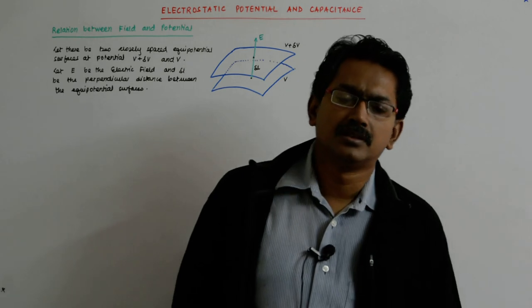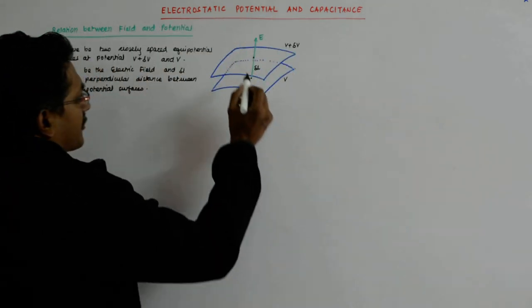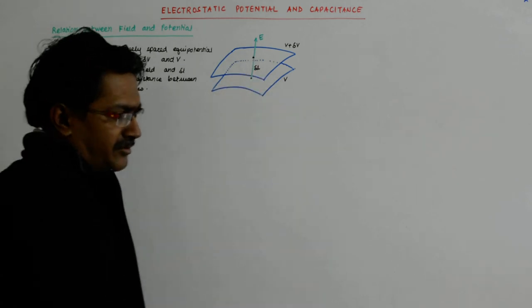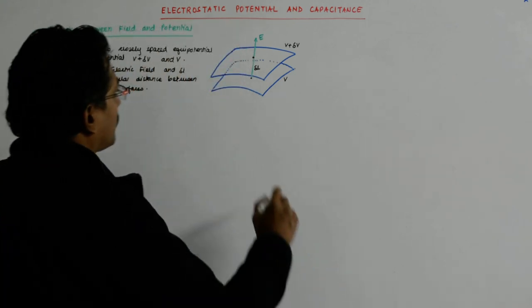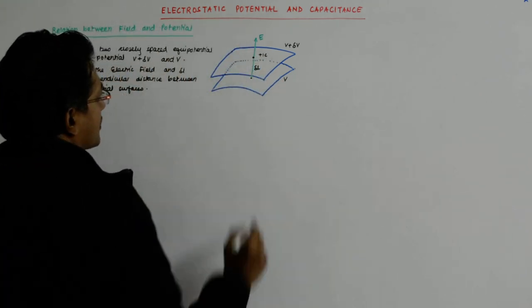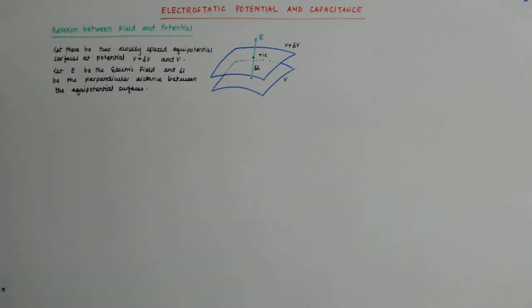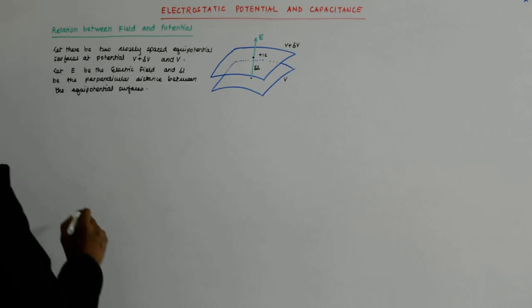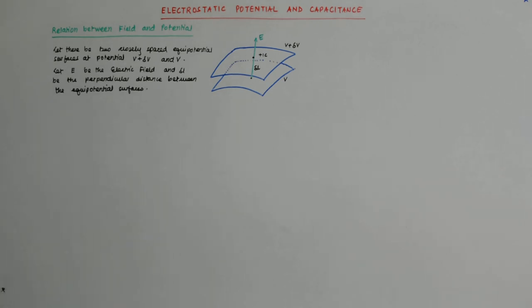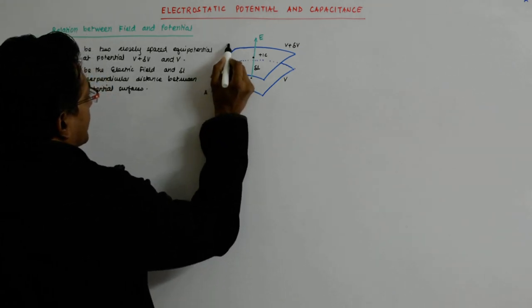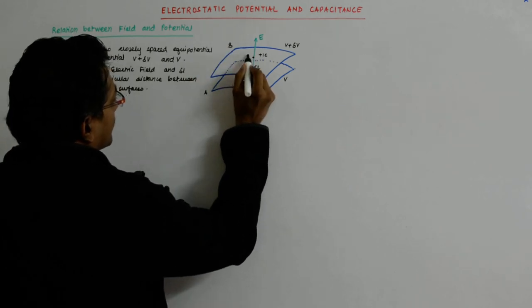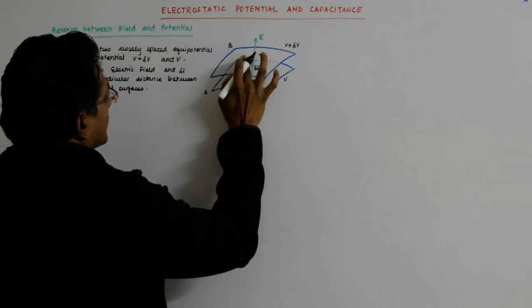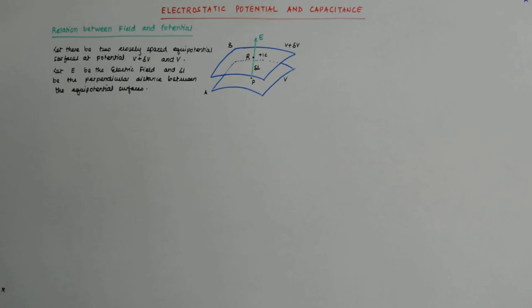Now, how do I find out the potential difference? I start from here and move in the direction in which I have to do the work, right? So I take 1 coulomb of charge on the upper equipotential surface, and from there along this line I travel down. So I should say that this equipotential surface is A, this is B, this is P, this is say R. Q normally stands for charge, so I'm using R. Okay.